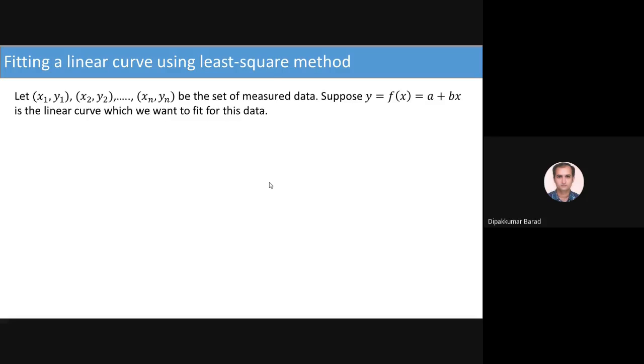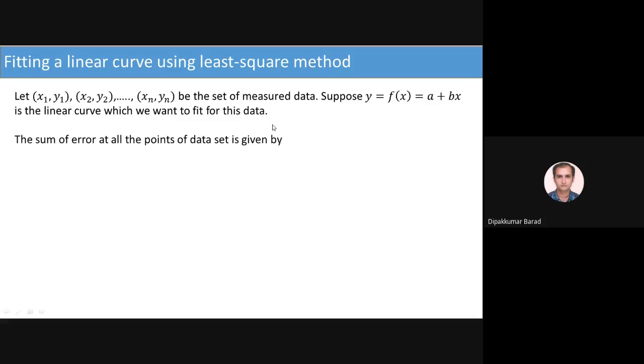So first we do it for a linear curve. Suppose we have x1 y1, x2 y2, up to xn yn, a set of measured data, and y is equal to f of x equal to a plus bx, a linear curve. We want to find f of x equal to a plus bx. Here a and b are constants of the linear curve which we want to fit to this data.